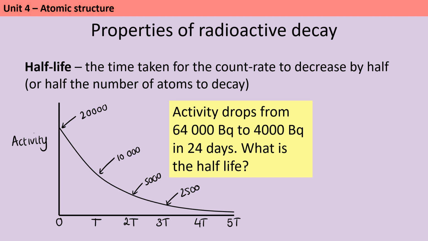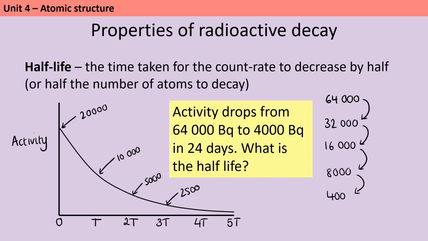Now the alternative is that they give it to you in terms of numbers. So here I've got a sample where the activity drops from 64,000 becquerels to 4,000 becquerels. What you want to work out is how many times has that number halved, and I would really strongly recommend that you write this out with arrows. We start off with 64,000, which halves to 32,000, which halves to 16,000, which halves to 8,000, which halves to 4,000. Now the problem is that people will then look at this and say this is 5 half-lives, and it's not. Think about how many times has it halved. So you need to count the arrows, not the numbers. Here I can see that this is going to be 4 half-lives.